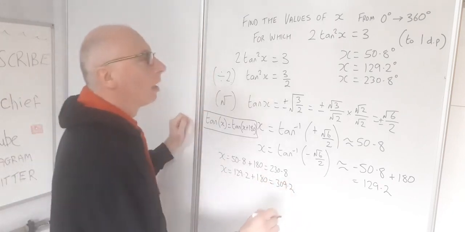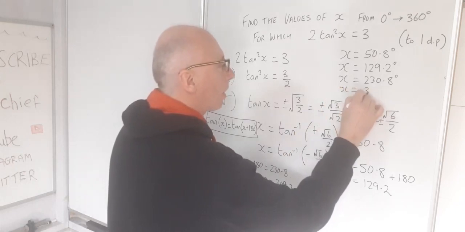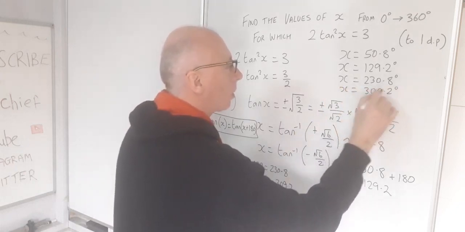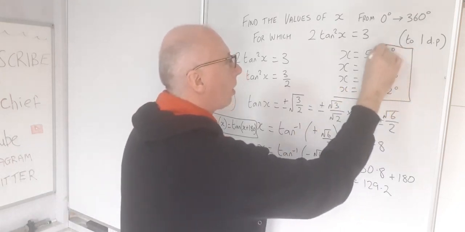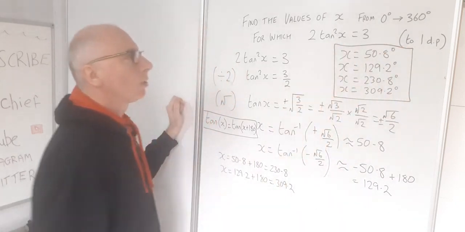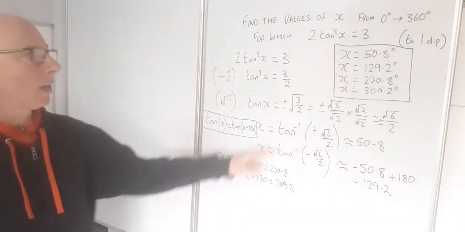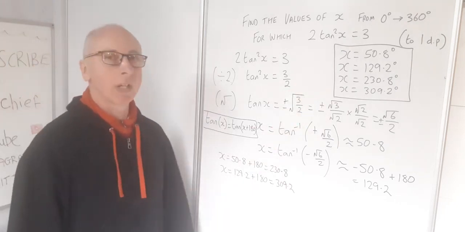So there are 4 solutions to our original question, 2 tangent squared x equals 3. So that's our 4 solutions. And that'd be a nice place for us to stop.